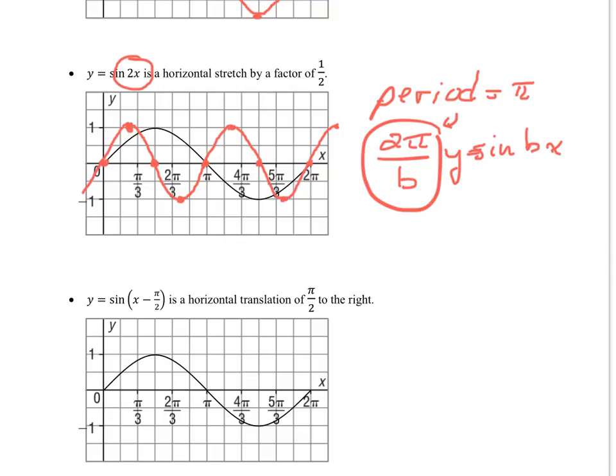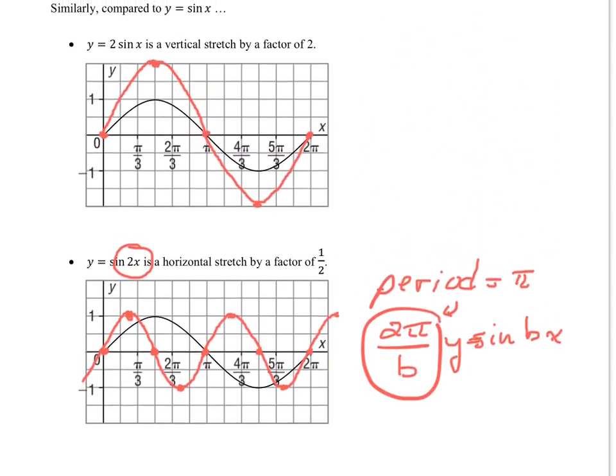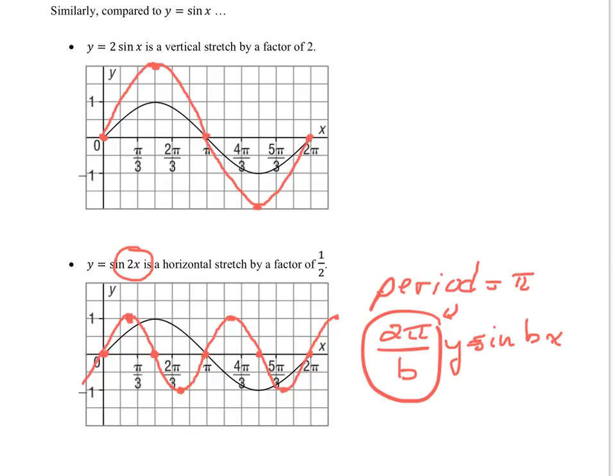Let's take a minute to look back at our previous graph. Here what happened is when we had this 2 multiplied to the sine of x, it changed our amplitude. So the amplitude of y equals sine x was 1, now this amplitude is 2.